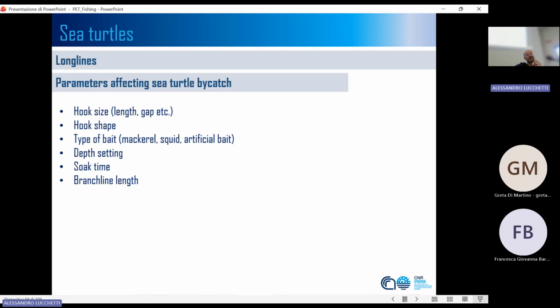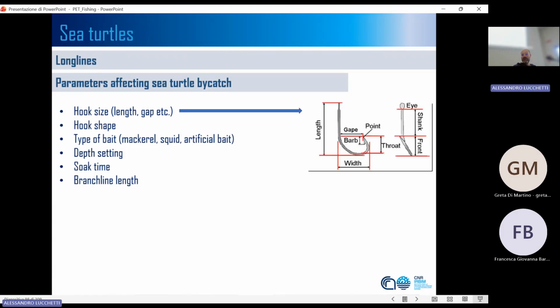The branch line length, if you use very large branch line, the fishers cut the branch line when they recover the net, because they don't want to lift the turtle from the water to the vessel, because sometimes it's really heavy, more than 80 kilos. Therefore, they simply cut the branch line, and this is deadly for the turtle. All these parameters also affect the bycatch and also the mortality.